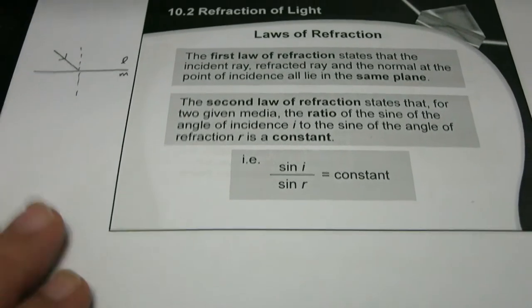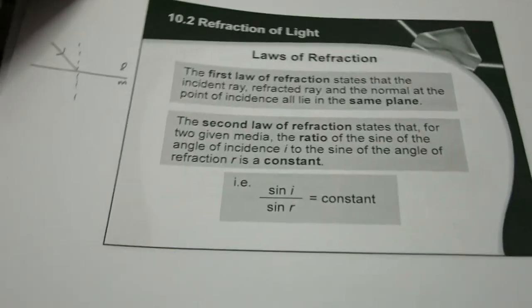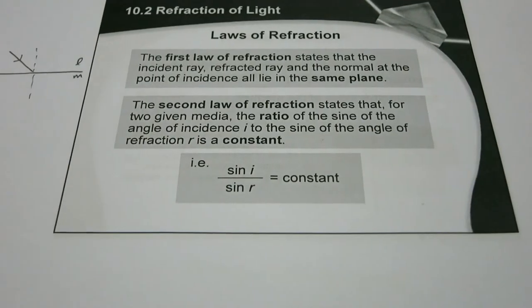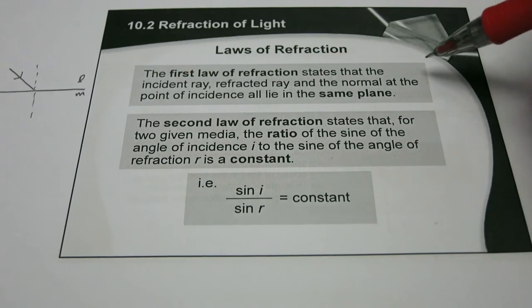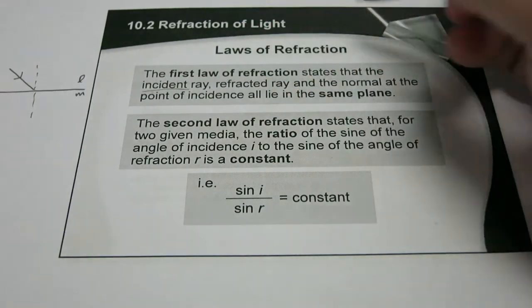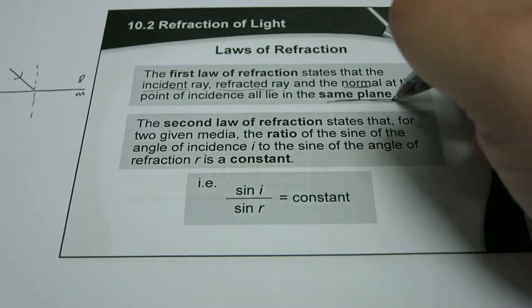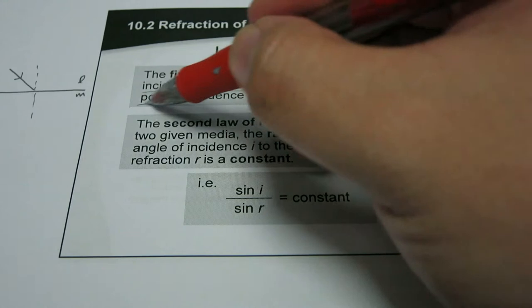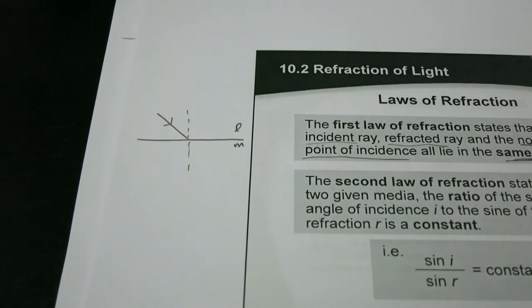Alright, so with refraction, there are two laws as well. The first law is similar to the first law of reflection. The second law is slightly different. The first law of refraction states, again, quite similar to the first law of reflection, that the incident ray, refracted ray, and the normal all lie on the same plane, only at one point, which is the point of incidence.